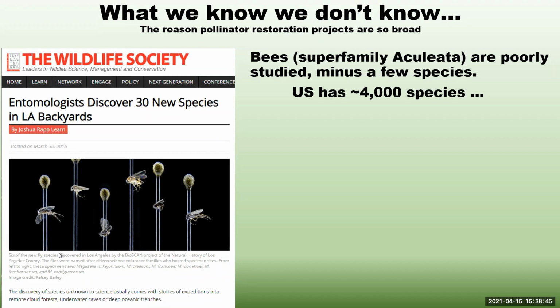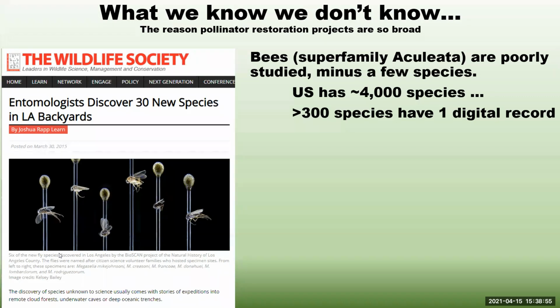The US has about 4,000 species of native bees. More than 300 of those species have one digital record. Even more of them are described by a single specimen caught somewhere. So we don't even know how long of a flight period those bees have.